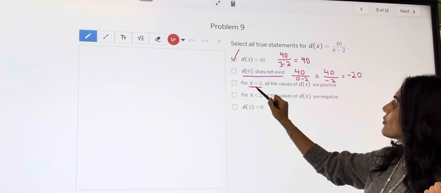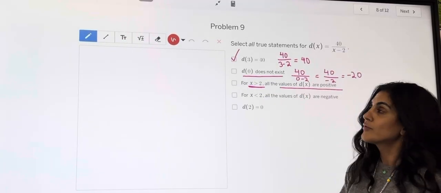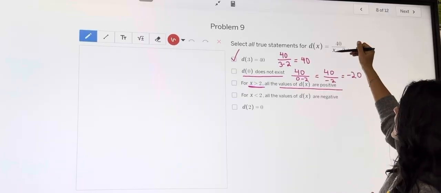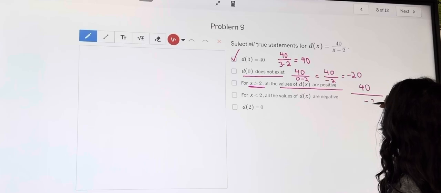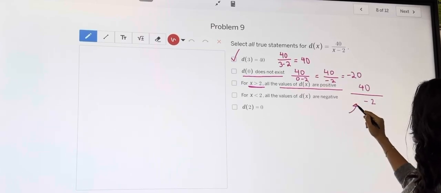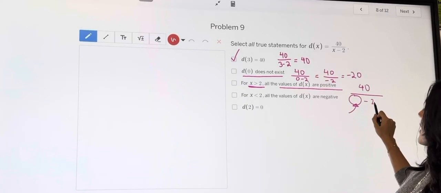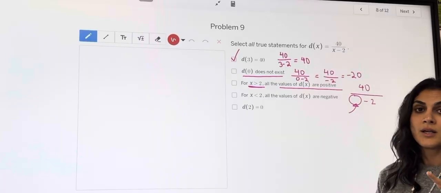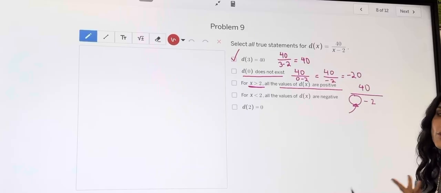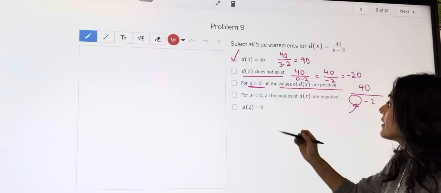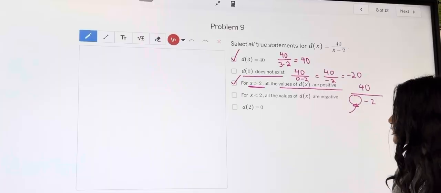For x greater than 2, the values of d of x are positive. So let's see here. If I plug in a number, 40 divided by something minus 2, if the number I plug in here is bigger than 2, then when I subtract 2, I'll have a positive number. And when I divide 40 by a positive number, it'll stay positive. You could check it with a couple of values if you want, but I am sold. I'm sold on that one being true.